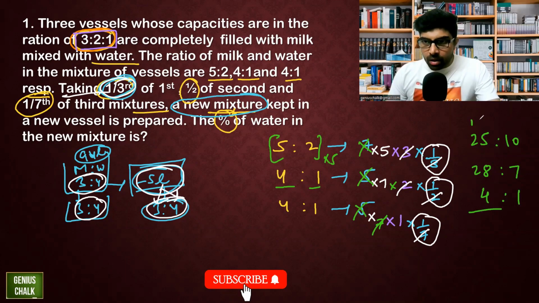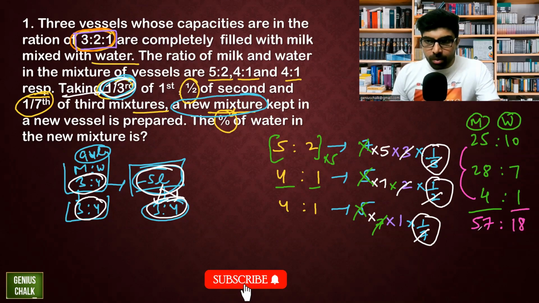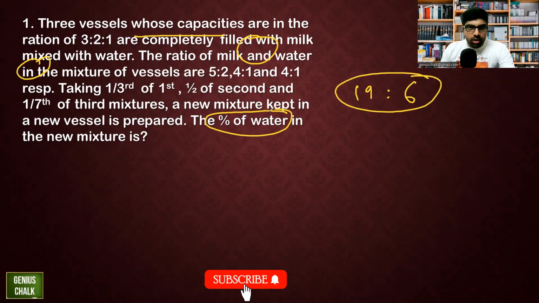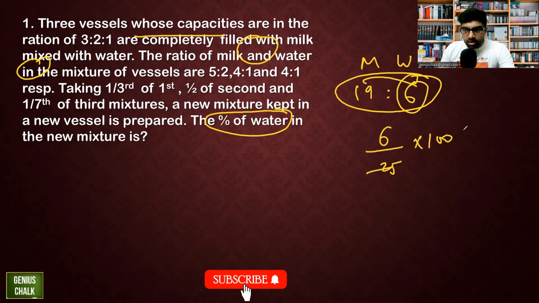Now you know that milk will be added up in milk and water will be added up in water. So what we can do, we can just add it. It becomes 53 plus 4, 57:18, and this is further cancelled by 3. 19 3s are 57 and 3 6s are 18, and the ratio was 19:6. Here this is milk, this is water. So water is present in 6 out of the mixture 25, and if percentage is asked, this answer has to be 24%.